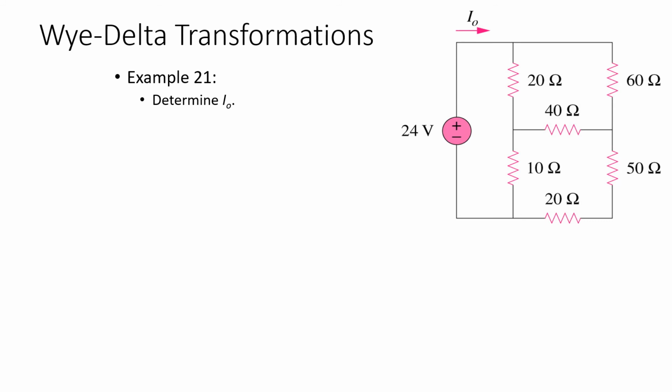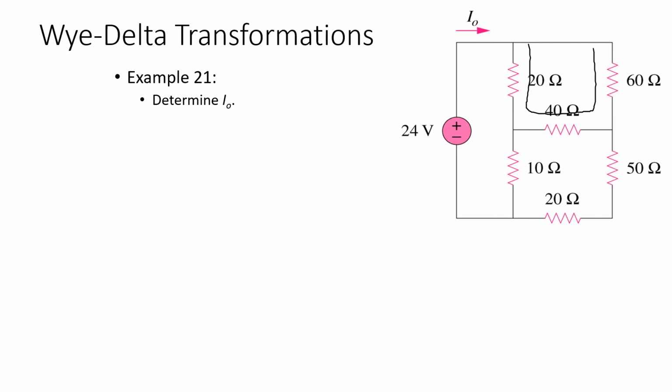Now let us consider another example in which we have to find the value of I naught, which is the source current. Now from the circuit you will see that these resistors are neither in series nor in parallel. It means we have to use Y to delta or delta to Y transformation in this circuit. Now from the circuit you analyze that the 20, 40 and 60 ohm resistors basically represent a pi shape. It means you have to convert this pi shape to the Y network so that you can solve this circuit.